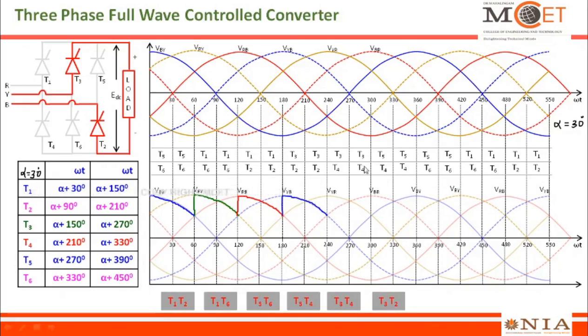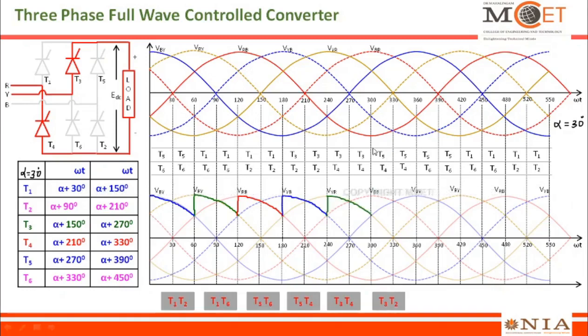In the next 60 degree duration, that is from 240 to 300, omega t equal to 240 till 300, T3 and T4 are conducting. So when T3 and T4 are conducting, we can see that VY is appearing at the top of the load and VR is appearing at the bottom of the load. So VYR is the load voltage which appears across the load. VYR is this voltage.